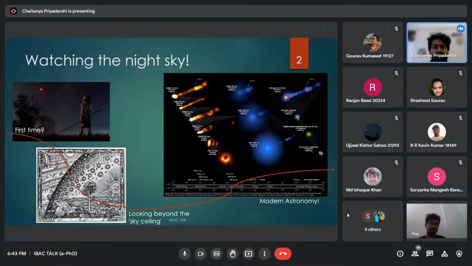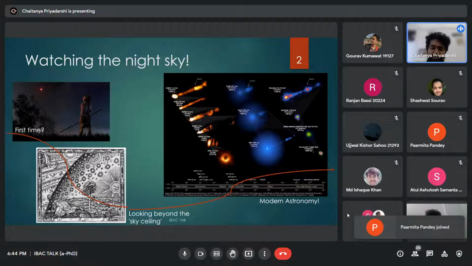Probably the first time it was just cavemen looking at the stars, and sometime in between in the medieval era, we started to look outside the sky ceiling that we had, and finally we have somehow gotten through this stage where we can analyze in various energy ranges using different techniques.